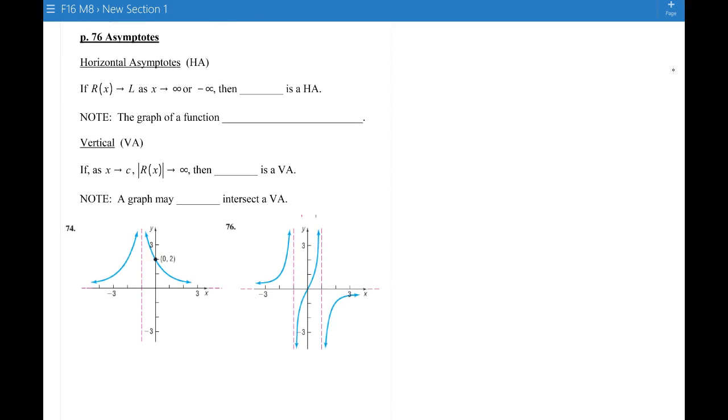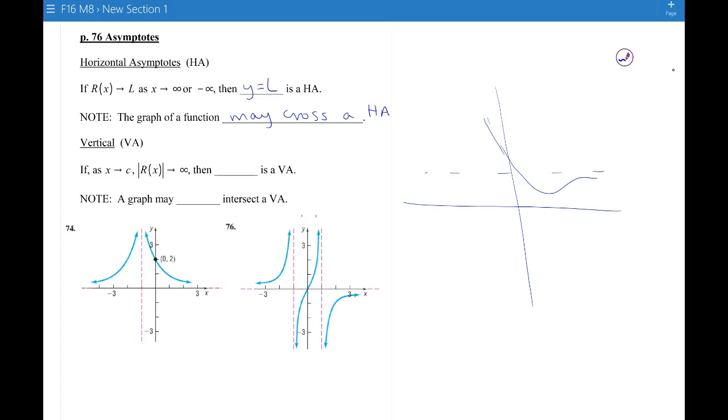So we have horizontal asymptotes. It says if the value of your function approaches some number as x goes to infinity or negative infinity, then y equals L is a horizontal asymptote. So do note that the graph of a function may cross a horizontal asymptote. We can have horizontal asymptotes, and we can have graphs that cross them.